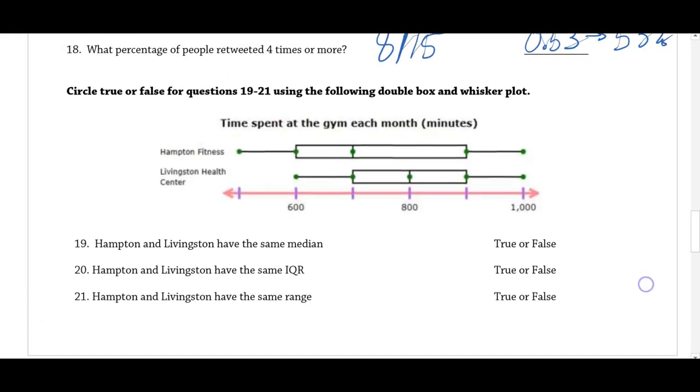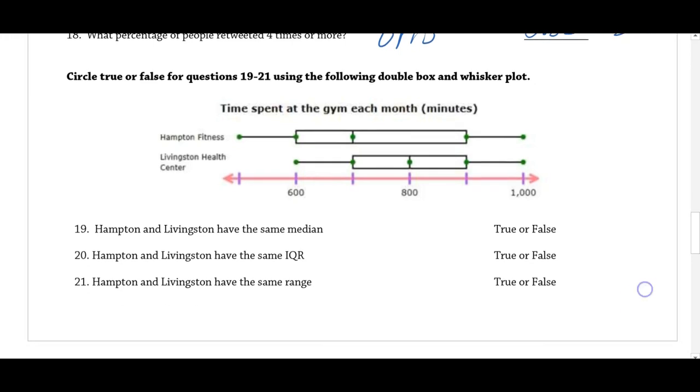So if I'm looking here, Hampton is our top one, Livingston is the lower one there. And it says Hampton and Livingston have the same median. So, look at it right now. Are those medians the exact same number?